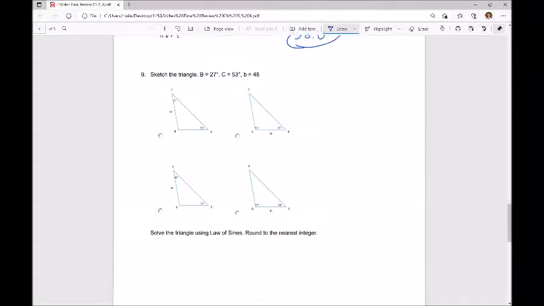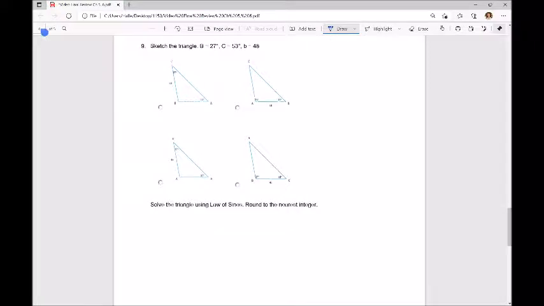In this next problem, the first thing we want to do is sketch the triangle, and then we're going to solve it using the law of sines. So first, we're given that angle B is 27 degrees, angle C is 53 degrees, and side B is 48. So remember that when you label a triangle, we label the side opposite the angle with the same letter. So for example, in this first one, if angle B is down here, side B would be this side over here, side A would be this one, and side C would be this one.